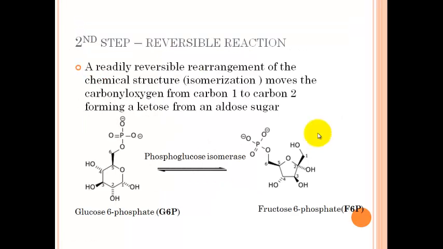In the second reaction, glucose 6 phosphate is converted into fructose 6 phosphate. This is the isomerization reaction.